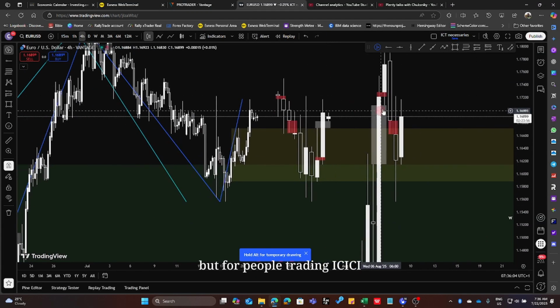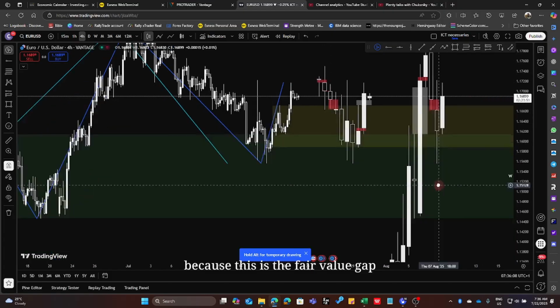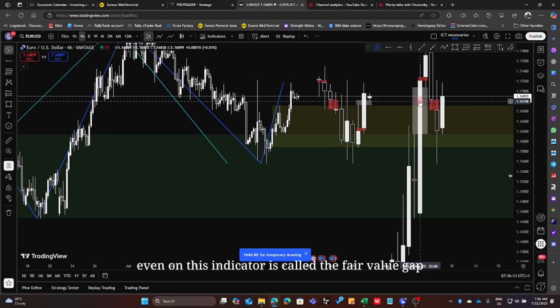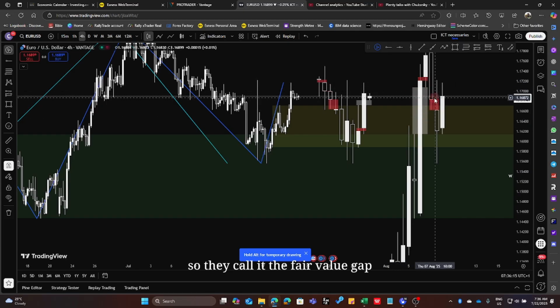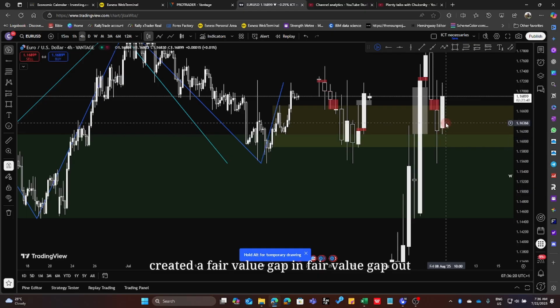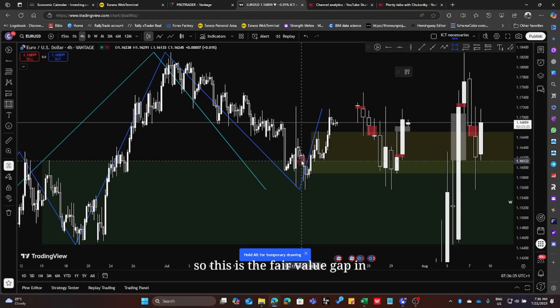But for people trading ICT, they should already be in a trade. Why? Because this is the fair value gap. Even on this indicator, it's called the fair value gap. Price came in, mitigated, created a fair value gap in, fair value gap out, which they call sharp turn. So this is the fair value gap in.